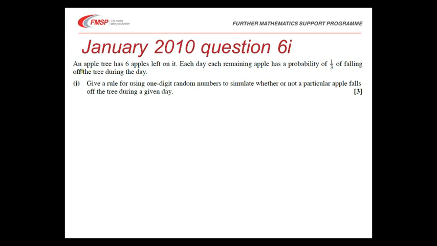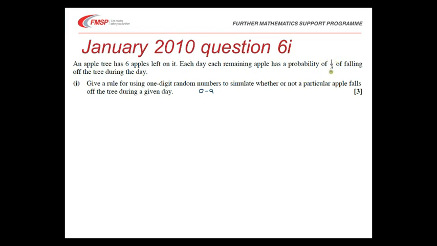So, we're told an apple tree has 6 apples left on it. Each day, each remaining apple has a probability of a third of falling off the tree during the day. Give a rule for using 1-digit random numbers, 0 to 9, to simulate whether or not a particular apple falls off the tree during a given day. And we want to generate a third. Well, there's 10 numbers here. If we ignore 1, we'll get 9, which is a multiple of 3.